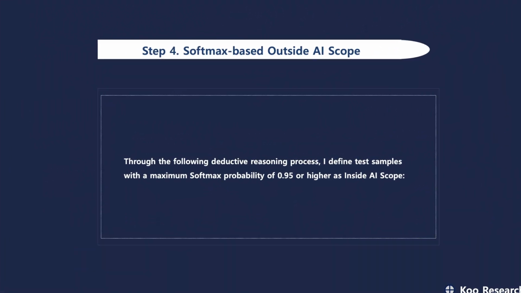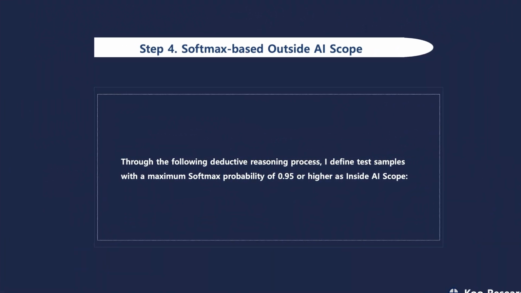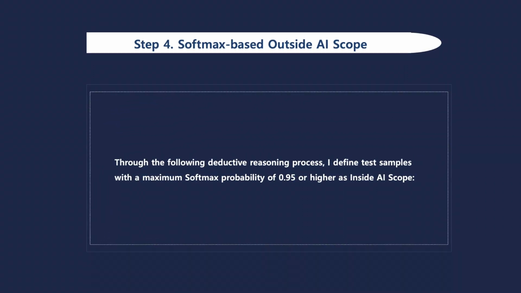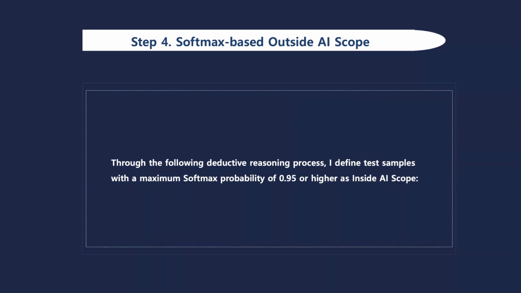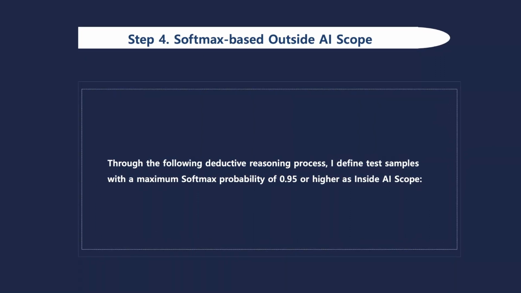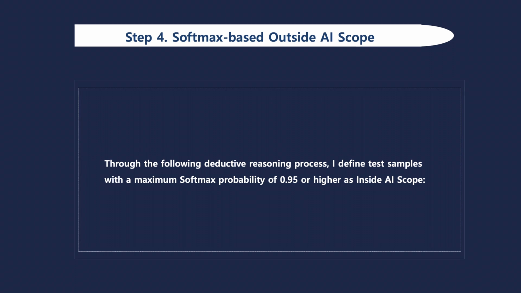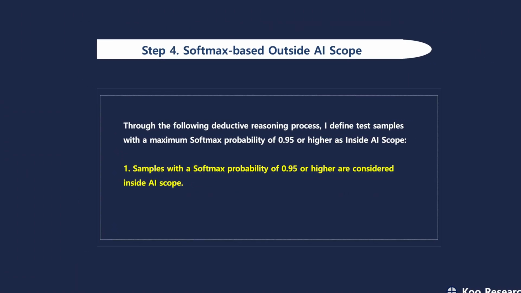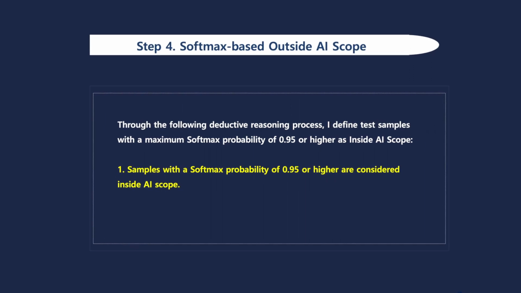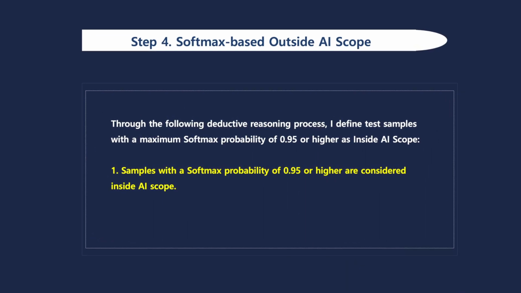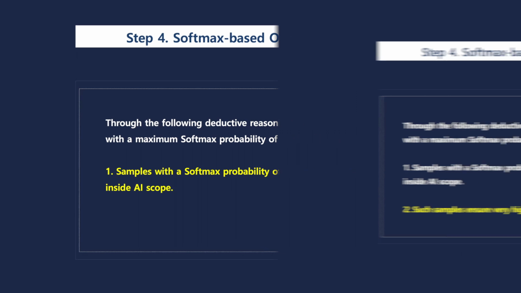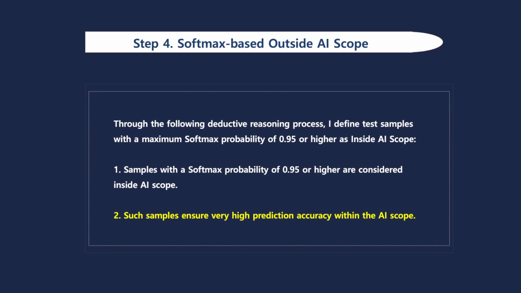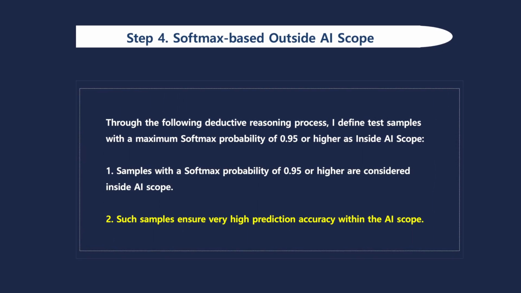Step 4. Softmax-based outside AI scope. Through the following deductive reasoning process, I define test samples with a maximum softmax probability of 0.95 or higher as inside AI scope. 1. Samples with a softmax probability of 0.95 or higher are considered inside AI scope. 2. Such samples ensure very high prediction accuracy within the AI scope.